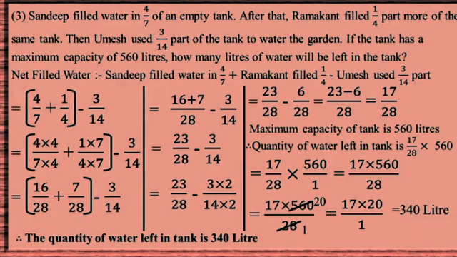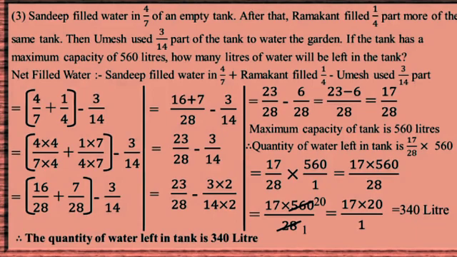23 upon 28 minus 3 upon 14. Then 28 is the denominator. For 3 upon 14, to make the 14 into 28, we have to multiply it by 2. Now the expression is 23 upon 28 minus 6 upon 28. The denominator stays as it is. 23 minus 6 is 17. So the answer is 17 upon 28.